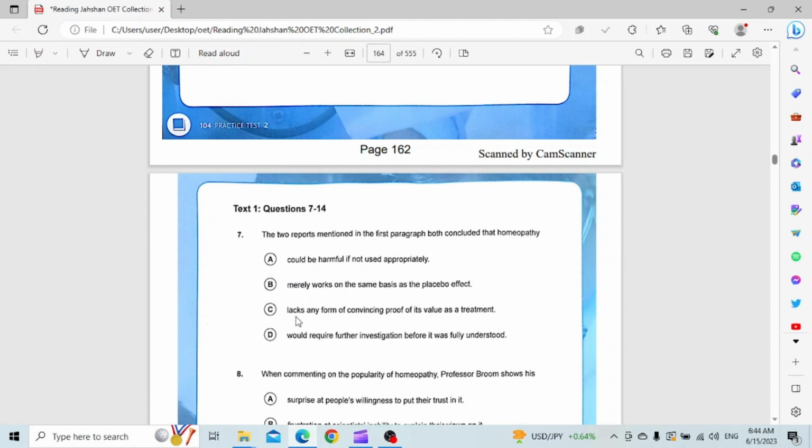Let's say C, lacks any form of convincing proof of its value as a treatment. Well, that's the most valuable one until now, the unconvincing one. Let's say D, would require further investigation before it was fully understood. No, it's C. It's C for sure. It's the most suitable, the most reliable one that you can count on. So that's the basics of how you can use the skill to pass Part C.